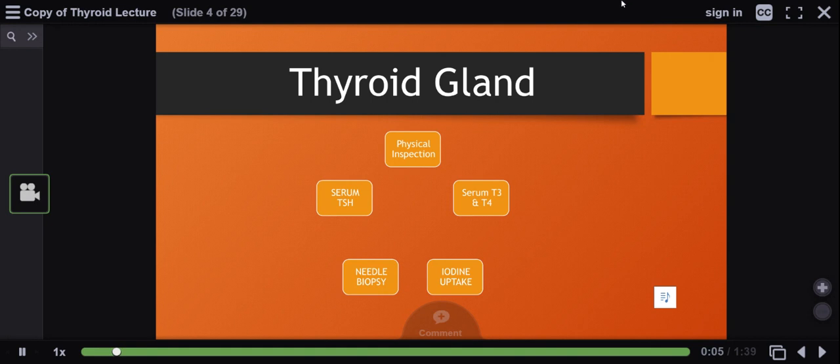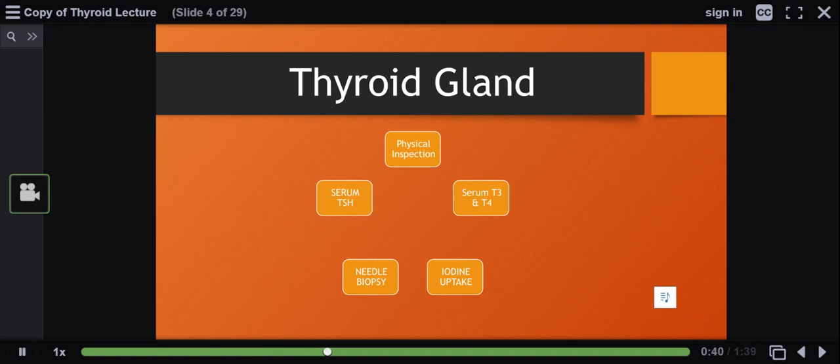When doing a physical examination of the thyroid gland, the client is asked to extend their neck slightly and swallow. The thyroid normally rises with swallowing and can be palpated at this time. When looking at diagnostic evaluations, as I mentioned on the previous slide, a serum TSH is the primary screening test for thyroid function. TSH can be used for monitoring thyroid disease and also monitoring the effectiveness of hormone therapy.